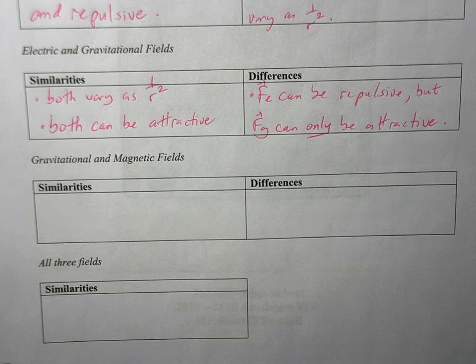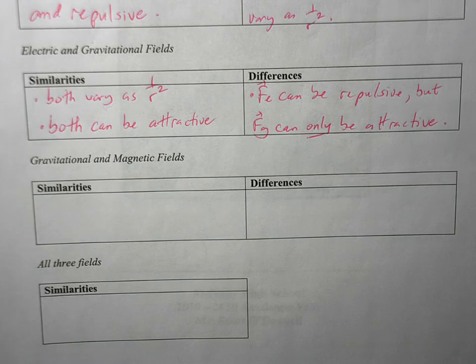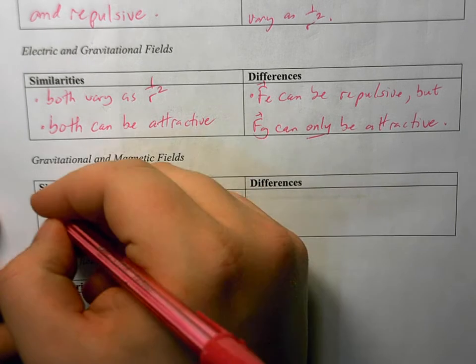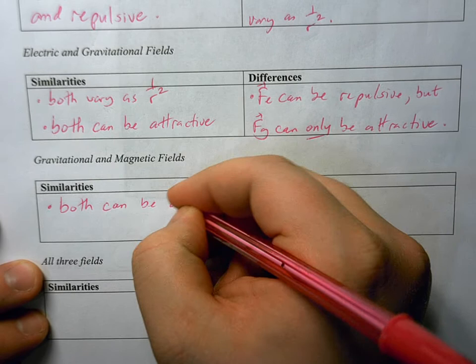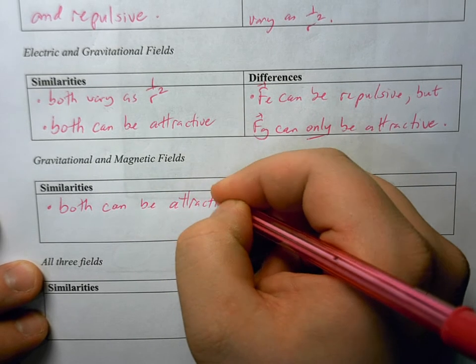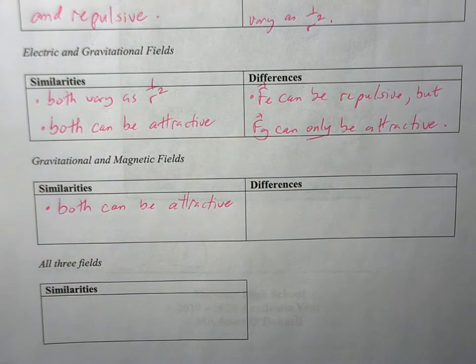And then the last paired combination we're looking at is gravitational and magnetic fields. The only real similarity we can say, as with electric and magnetic fields, is that gravitational and magnetic fields can both be attractive. And honestly, that's really all you're going to be able to say for that.